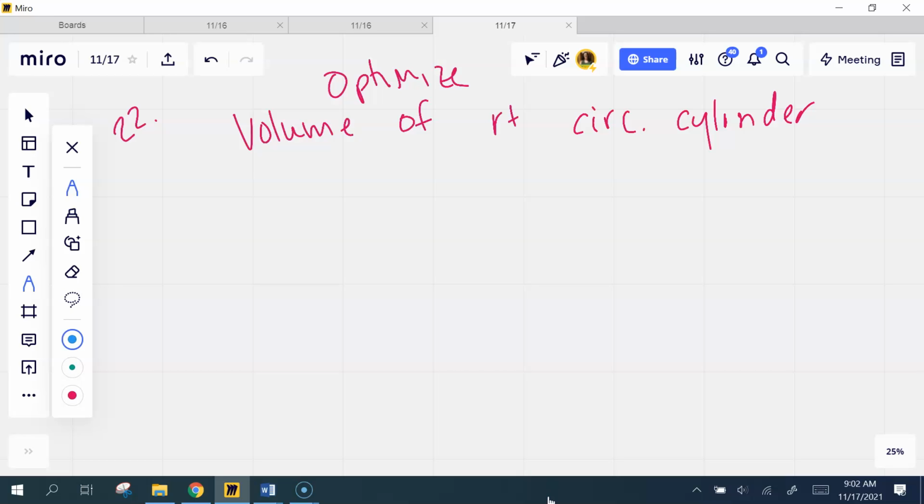It means slant, because think about your oblique asymptotes. It means slant asymptotes. So right is just right.